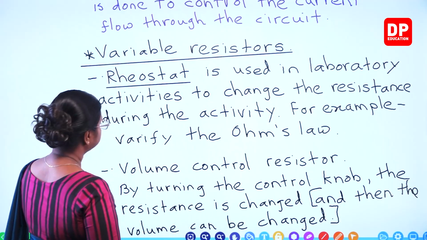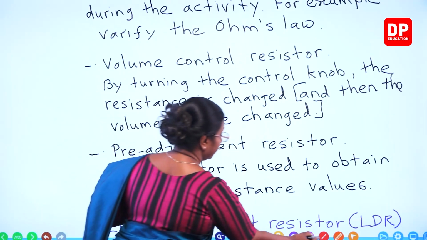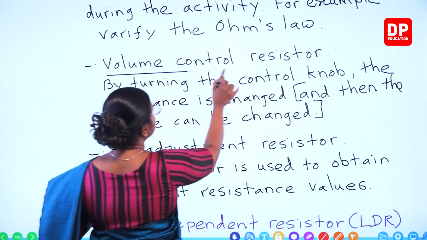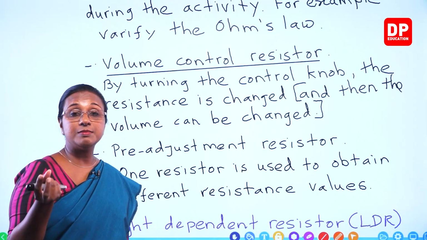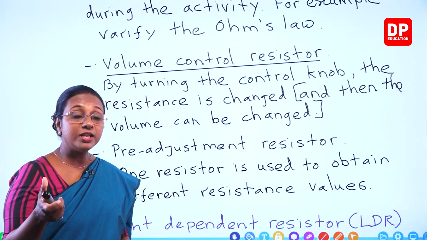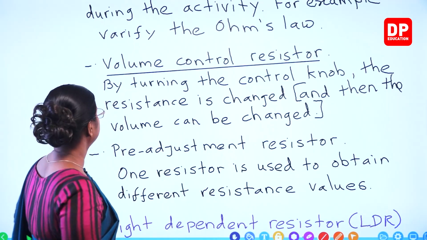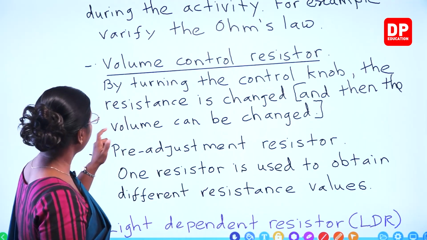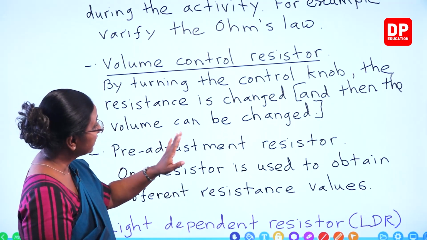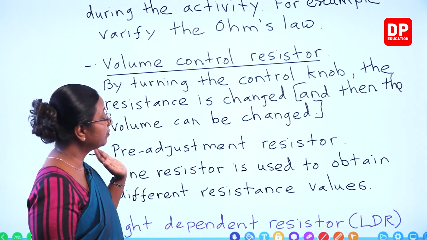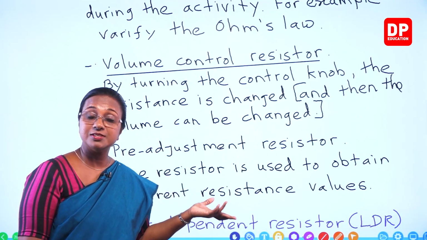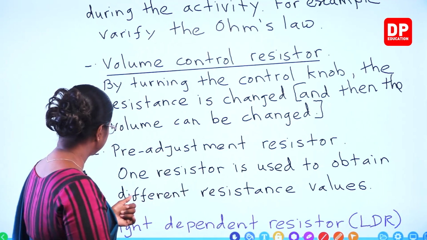Then we have the volume control resistor. Here the knob is similar to a volume control. By rotating it, you can change the resistance. By turning the control knob, the resistance is changed. And if it is used in a radio, then of course the volume can be changed. Otherwise, the resistance of the circuit will be changed.